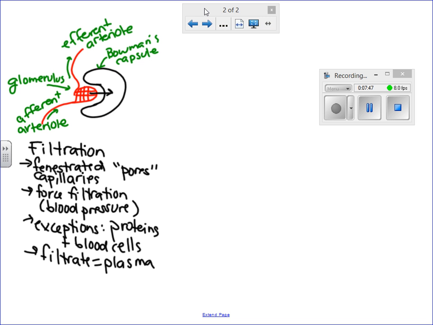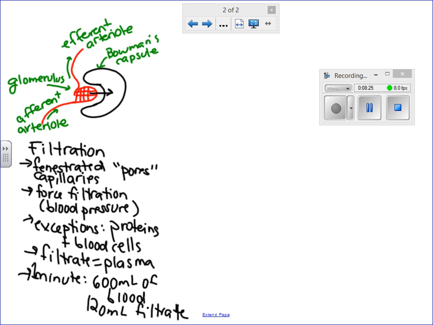Now, just to give you an idea of how much of this is happening, in 1 minute, in one of your kidneys, we will get somewhere in the neighborhood, and this is an estimate, of 600 milliliters of blood flowing through, being filtered every minute. Of that 600 milliliters of blood, 120 milliliters becomes part of the filtrate. So if you're counting, that's about 20%.